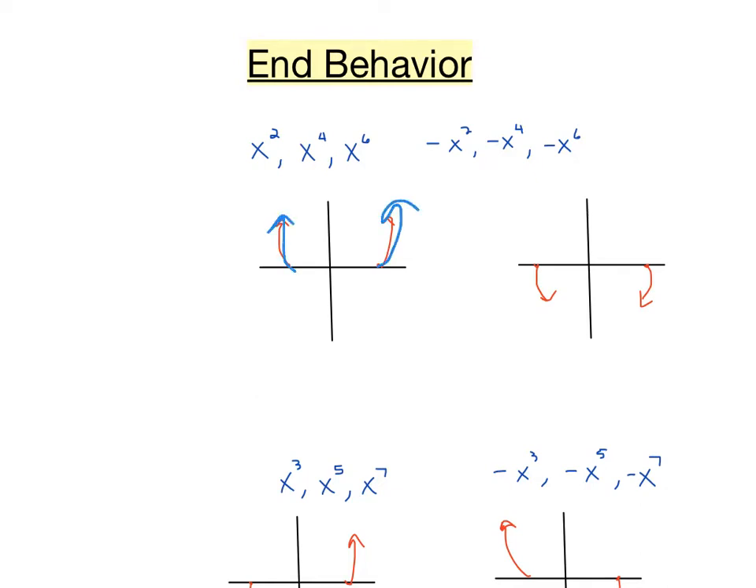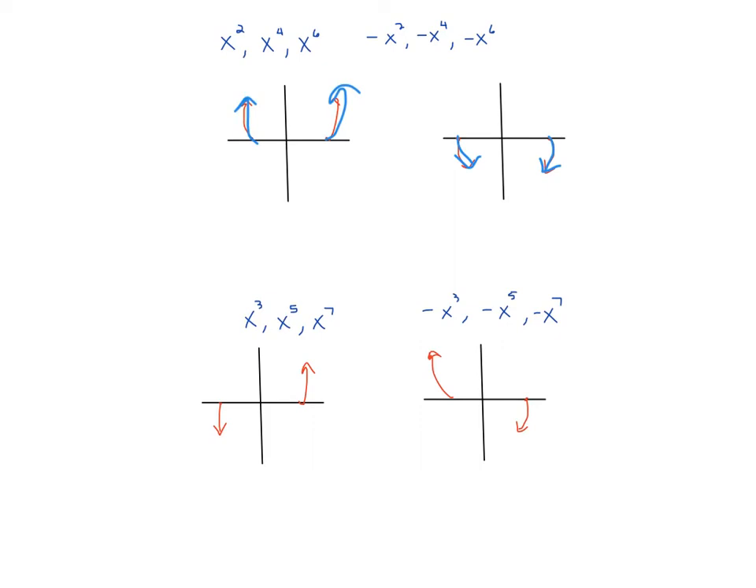When the variable is negative and the exponent is even, then the end behavior will be going down. When the exponent or the degree is an odd number, the far left will be going down and the far right will be going up.